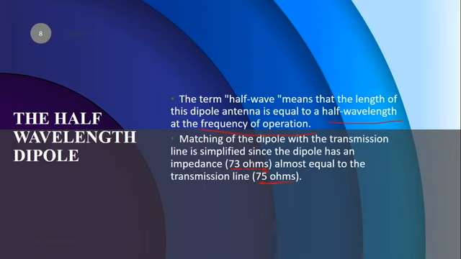And that is why the half wave dipole achieves a very good directivity property, where we can design the antenna to get a highly directional pattern.